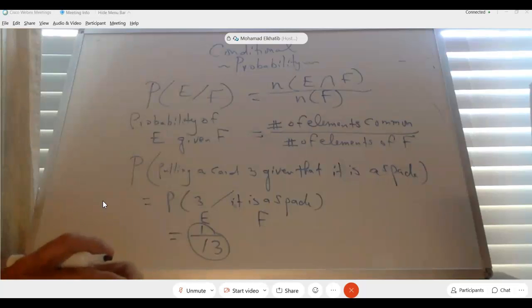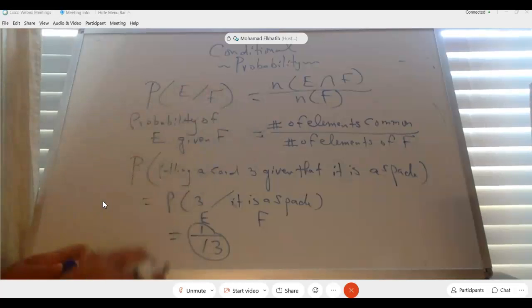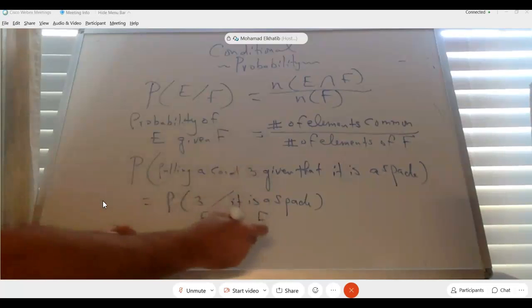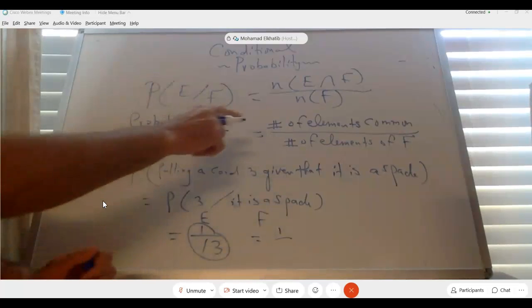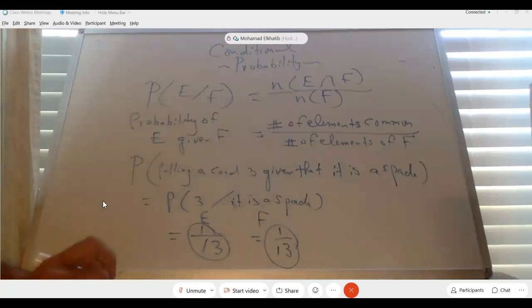Basically, anything that comes after the words given that means like you cheated. That's your sample space. You know exactly what that is, but you don't know the exact number before given that. If you want to use the formula I gave you, the number of elements common between 3 and spades: there's only one 3 of spades. Over the number of elements of F. F is spades, and you have 13. So this idea of cheating helps you really understand what conditional probability means, which is the words given that. Do you understand what I'm talking about here, class? Are we good?